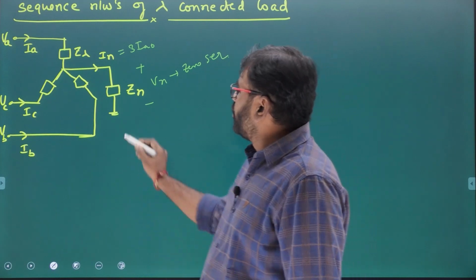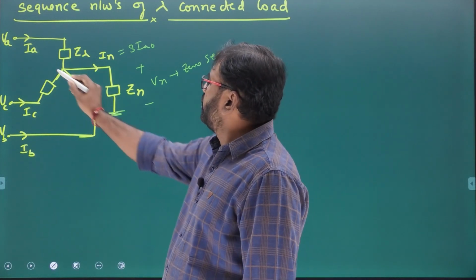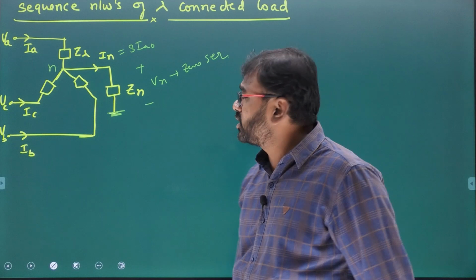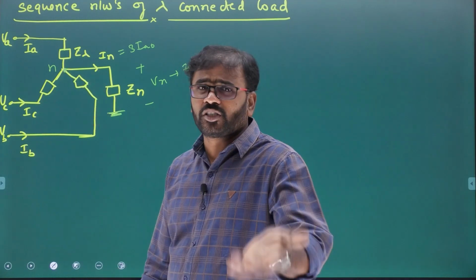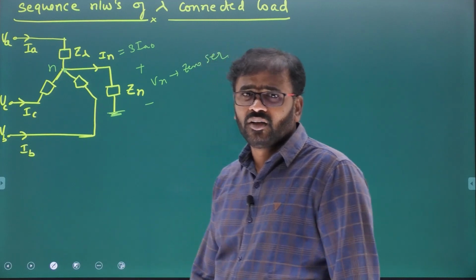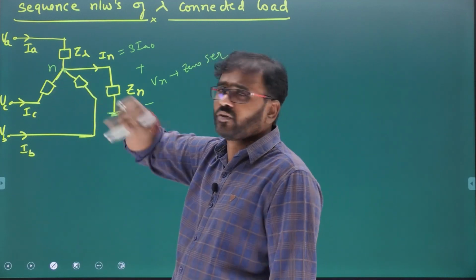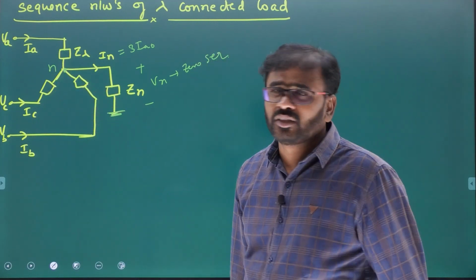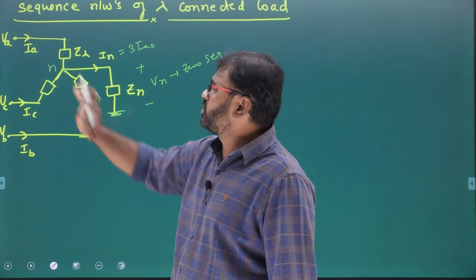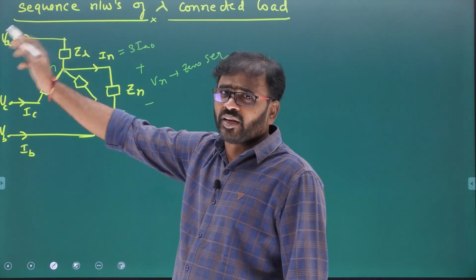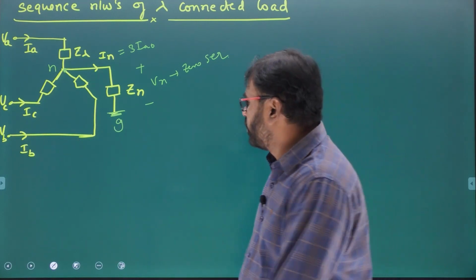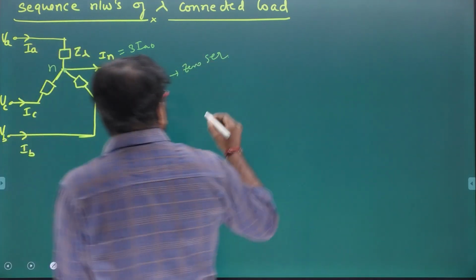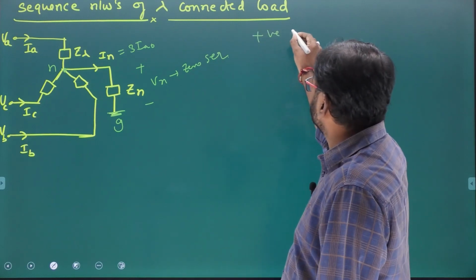So that's why, for positive and negative sequence, there is no neutral potential here: positive sequence 0, negative sequence 0. Correct or not? Neutral potential for positive sequence and negative sequence is 0, but zero sequence will not be 0. That's why neutral is the reference for positive sequence and for negative sequence, but ground is the reference for zero sequence. So be careful about this.